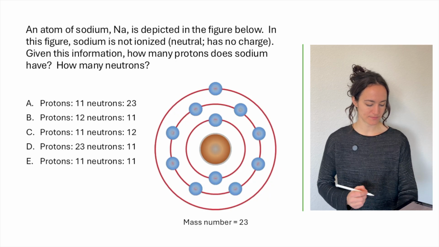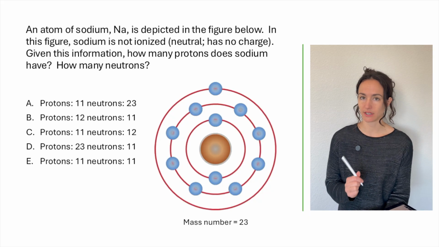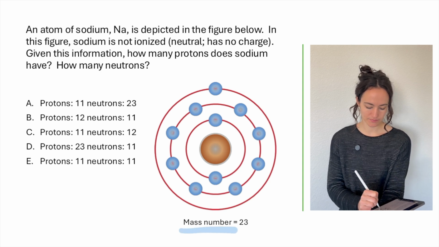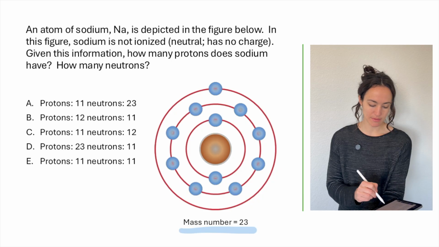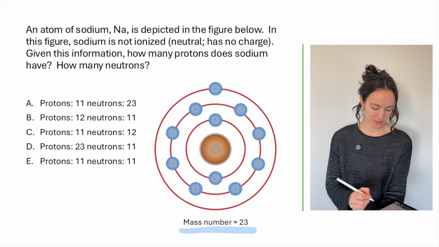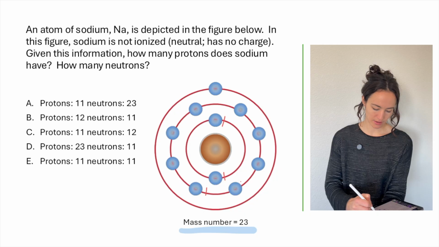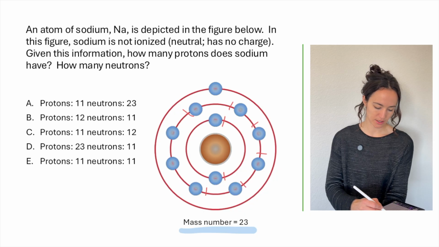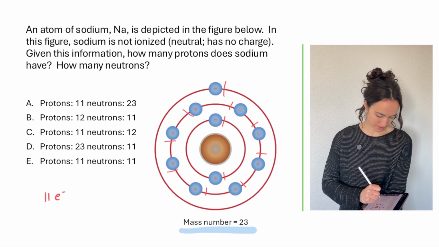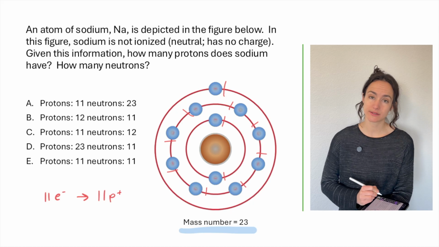Okay, I'm going to walk us through it. So I'm given some information here. I know that the amount of protons and electrons should be the same because we're not charged. I'm also given a mass number, and I know the amount of electrons because I can just count them up here. So what I'm going to do is count the electrons first. I have 1, 2, 3, 4, 5, 6, 7, 8, 9, 10, 11. Okay, so I have 11 electrons. That means I also have 11 protons.